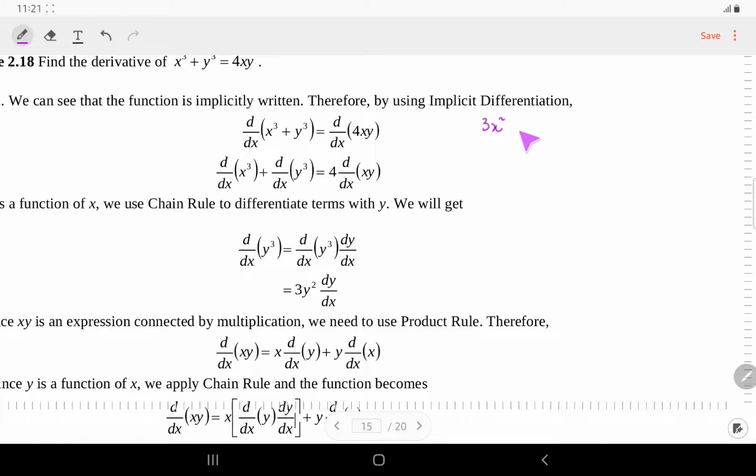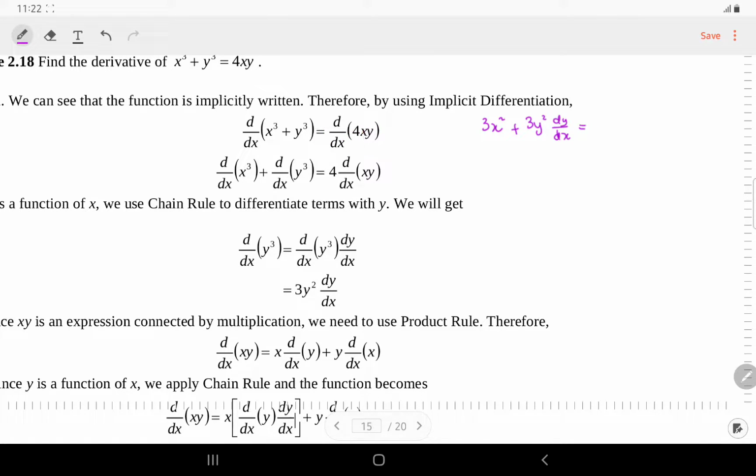Okay, and then plus. Next we want to differentiate y cubed, y to the power of 3. So this time we are differentiating the variable y, so we need to put dy over dx at the end of this term. So y cubed, when we differentiate it, we will get 3y squared, and then we need to put dy over dx. Each time you are differentiating the variable y. Okay, and then equals.